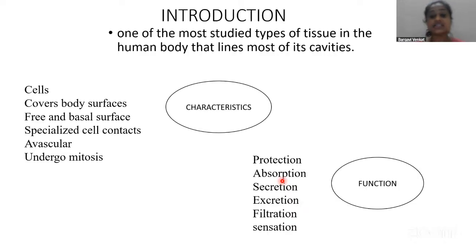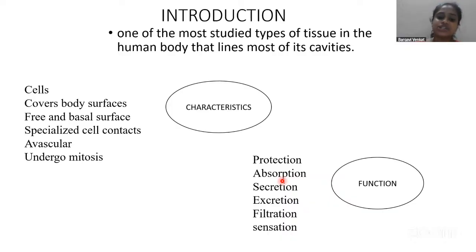Next is secretion. I'm not saying all the epithelial cells in the body are going to secrete something. It's your glandular epithelium, like your exocrine glands, endocrine glands, apocrine glands, any type of glands. Your hormones and any secretions are going to be taken care of by your epithelial cells.